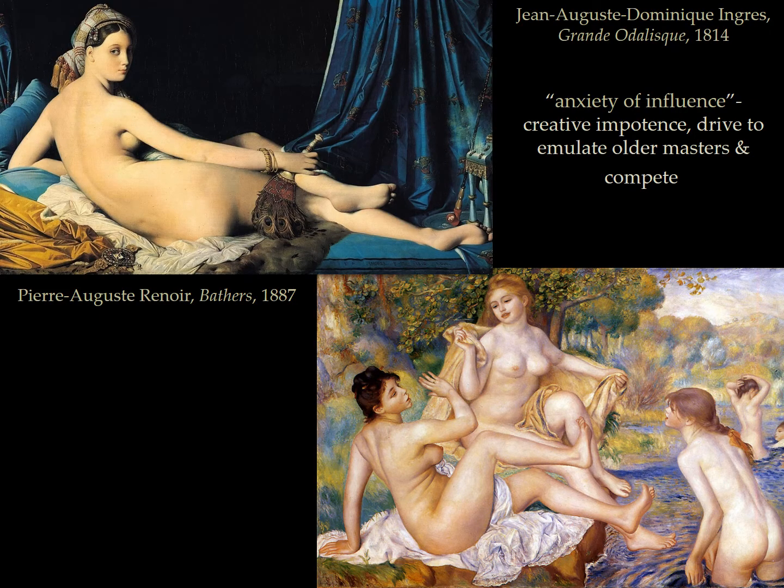The anxiety of influence plagues artists as they start questioning their role in the avant-garde and modernity late in the century. Artists like Renoir would have a type of creative impotence and would drive them to emulate older masters such as Ingres and those in the High Renaissance and compete with them, trying to outdo them.